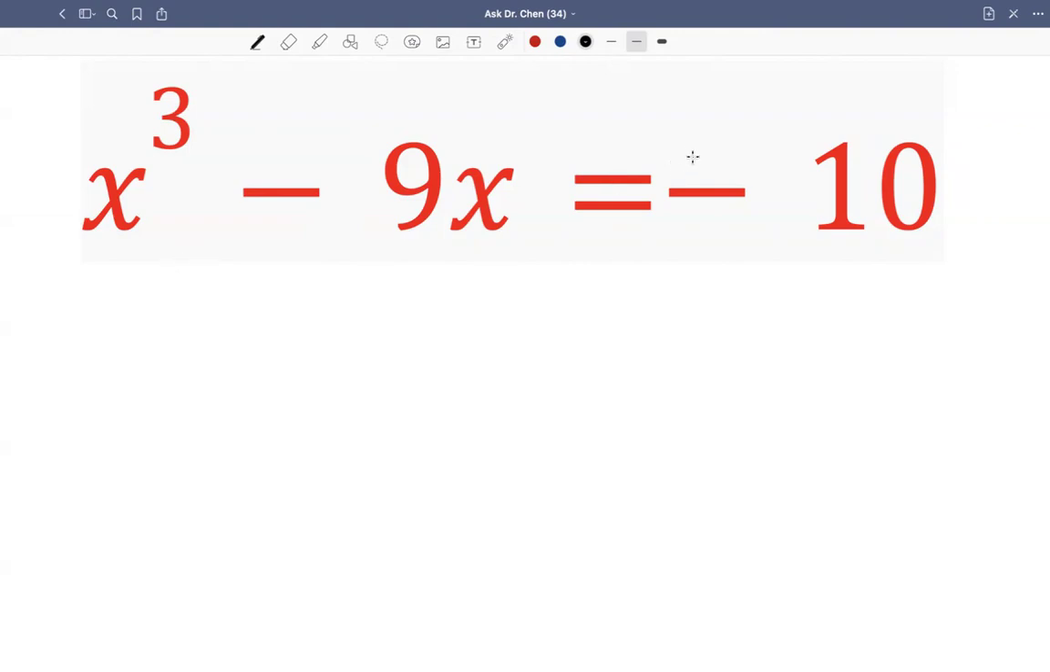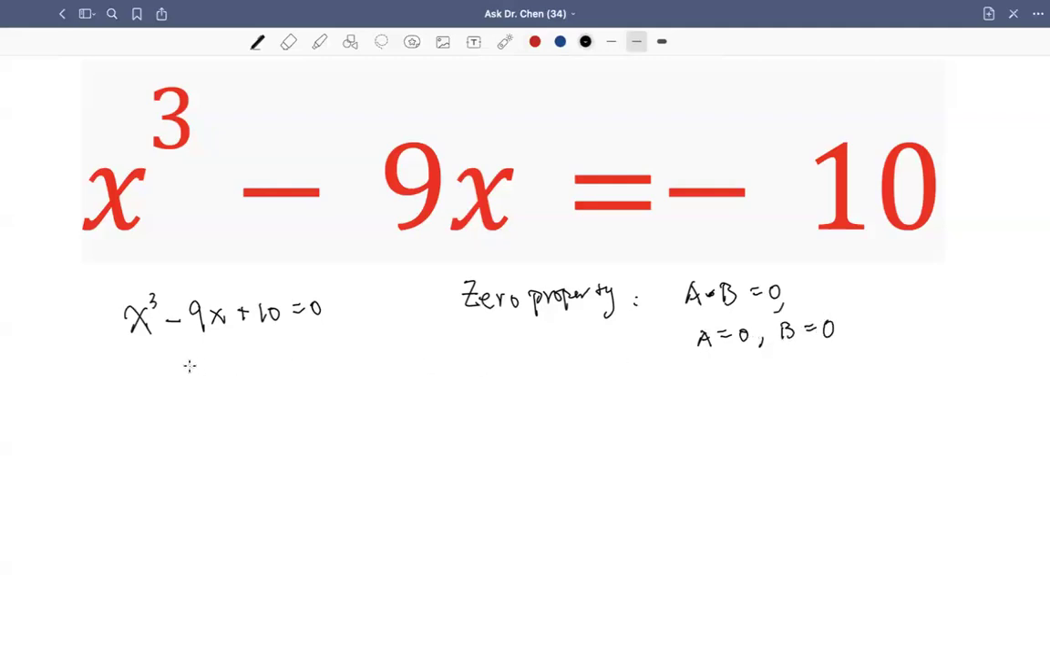So let's first move -10 to the other side. So we want to write x cubed minus 9x plus 10 equals 0, because we want to make one side 0. Then we factor the other side. We can apply the zero property. The zero property says if we have two factors multiplied, and this multiplication equals 0, that means either one can be 0 or both are 0.